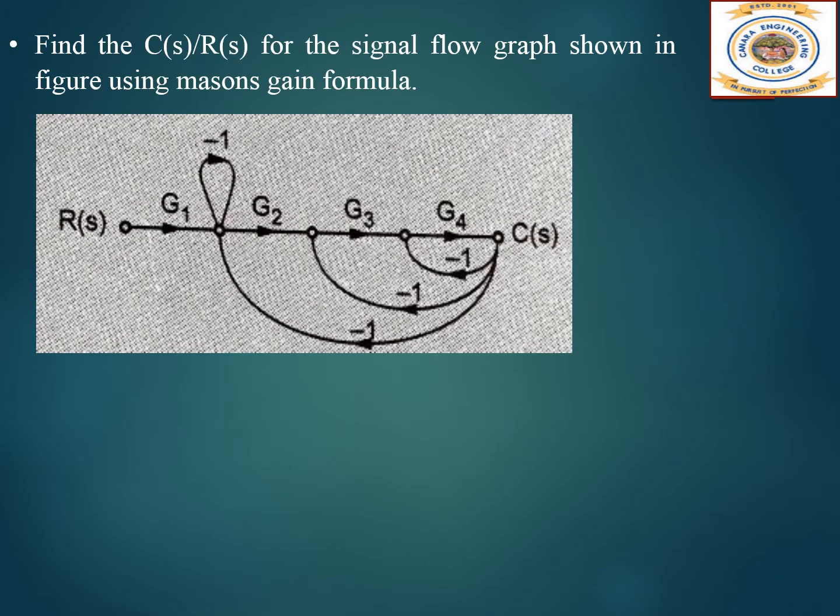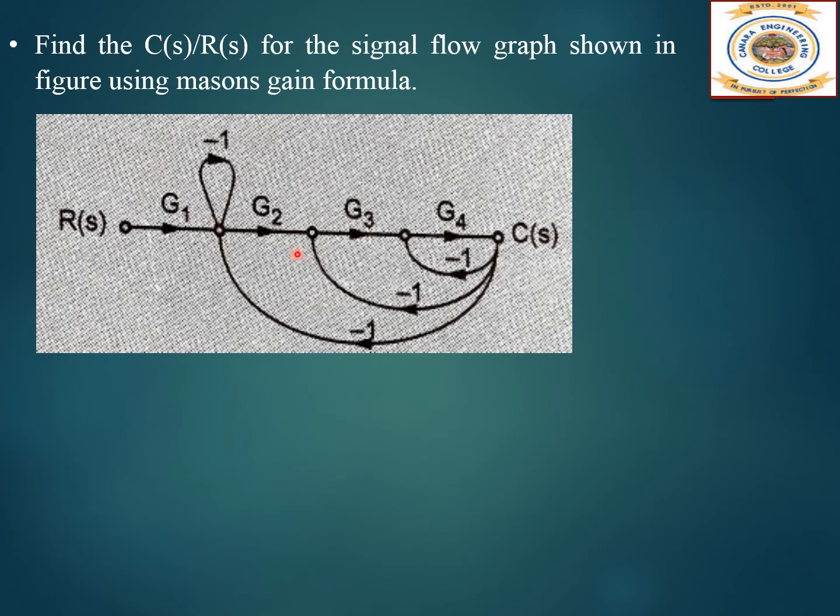Here also the question is the same. You have to find the transfer function using Mason's gain formula. This is a very simple problem. You can see the forward path G1, G2, G3, G4. There is no other forward path. Then loop gains: one is G4 into minus 1, G3 G4 into minus 1, G2 G3 G4 into minus 1, and one more loop, minus 1. So you have a total of 4 loops.